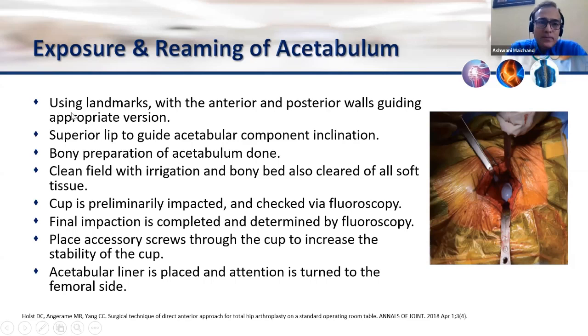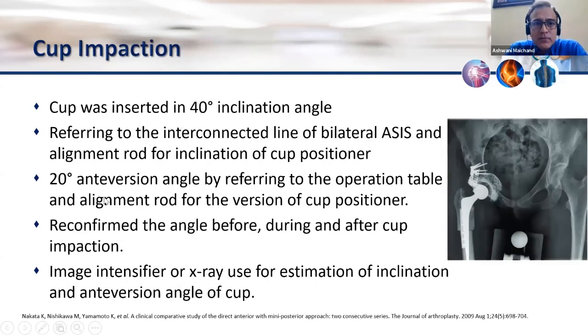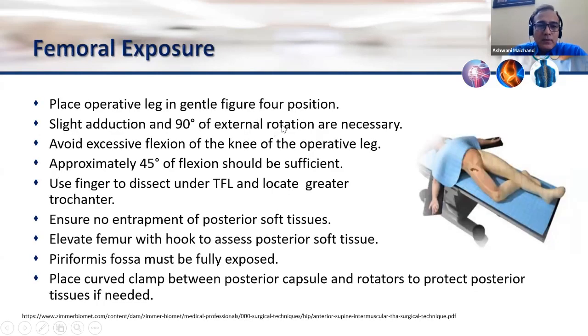So the preferable position of the cup is 40 and 20. That is, 40 is inclination and 20 is anteversion. But sometimes you have to change according to the patient, or sometimes because of the pelvic tilt, or because of the available bone. So for the femur preparation, the leg has to be put in figure of 4.